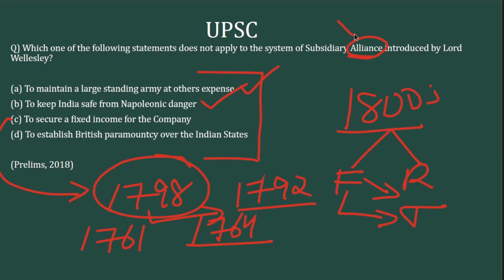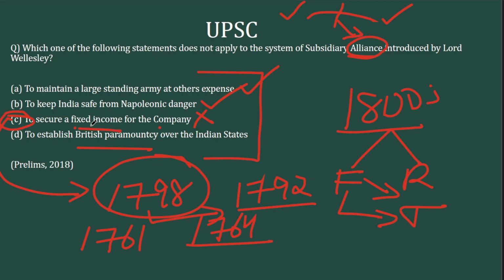An alliance is always struck when you have a win-win situation for both sides. So the princely state has some benefit here. From the side of Wellesley or the British, they also have some benefit. That's when it becomes an alliance. So this is the wrong option here. Last, it's a very generic statement, to establish British paramountcy over Indian states. Of course, that's a byproduct. So that cannot be negated. So the only option that can be negated here is option number C.